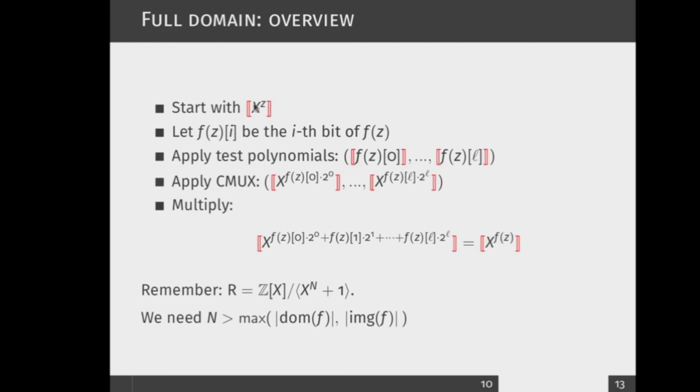And the same holds here. This z has to be smaller than n, otherwise we get z modulo n instead of z itself. So this implies that we have to instantiate our FHE scheme using n that is larger than the domain and the image of the function.